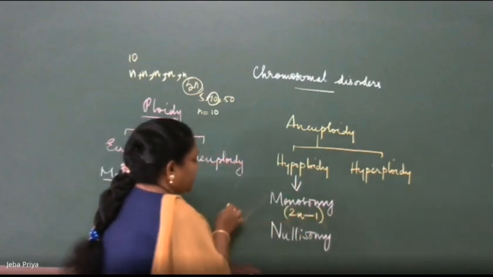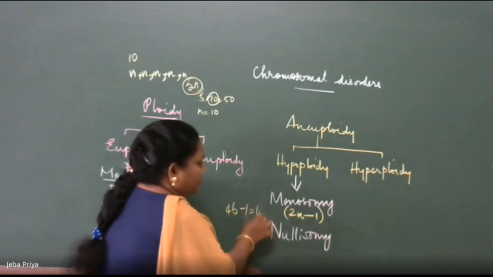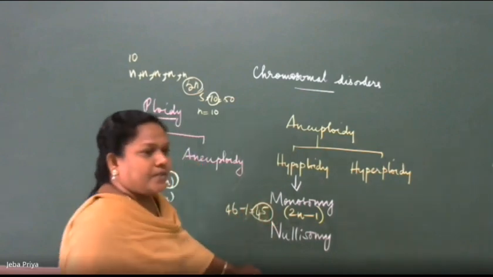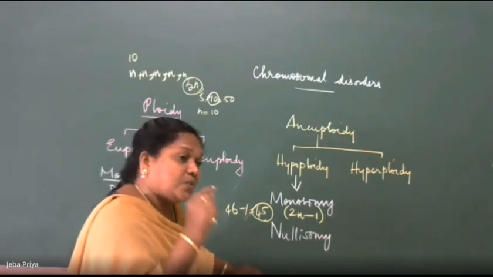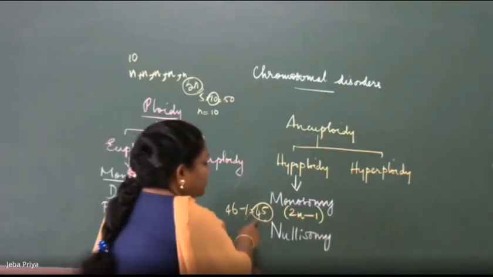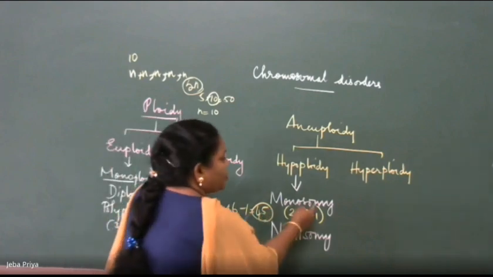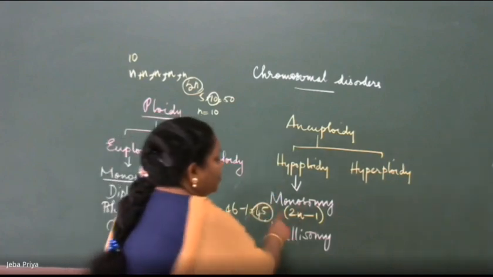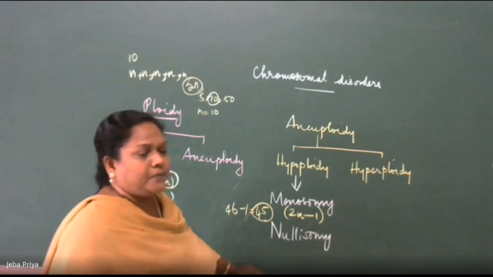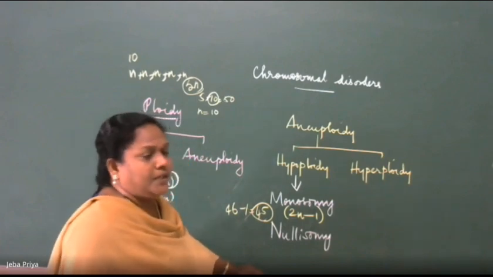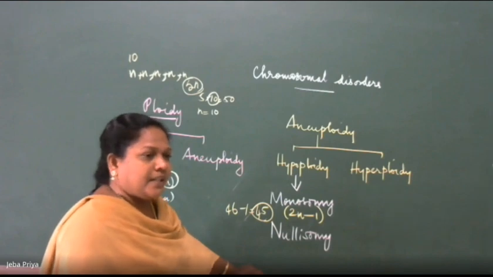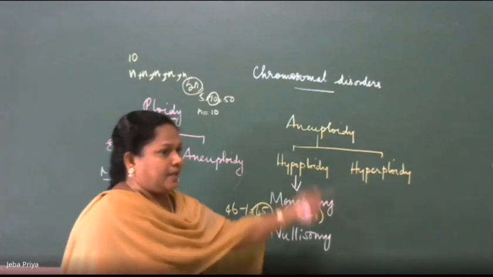For example, if 2n is 46, then 46 minus 1 becomes 45. So only one chromosome is deleted. If there is any change within that one chromosome, then it becomes 45, and you call it monosomy. Mono means one, remember like that. 2n minus 1 is monosomy. Have you understood? 2n minus 1 is what? Monosomy. I'm going to teach you an example.